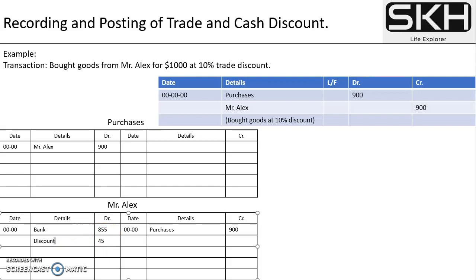So if you can see, Mr. Alex's account is closed here. So I will just close this ledger. Which means we don't owe anything to Mr. Alex anymore. So you can see I have closed the account.